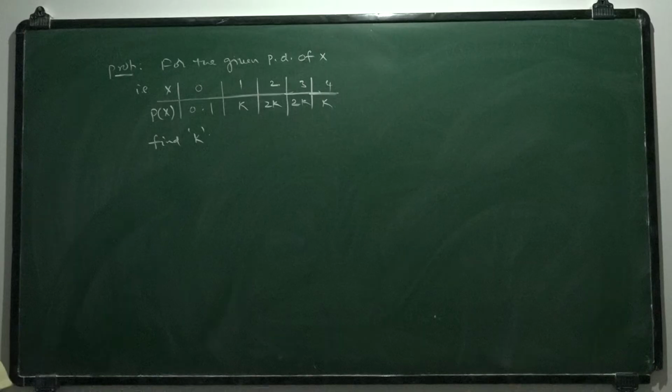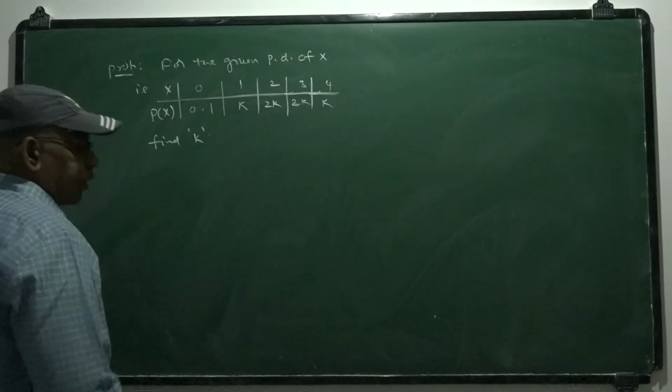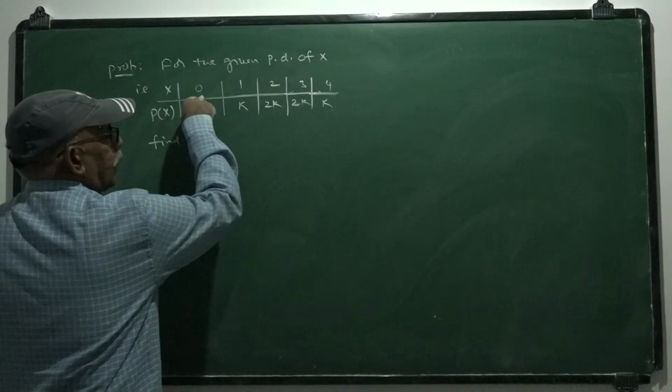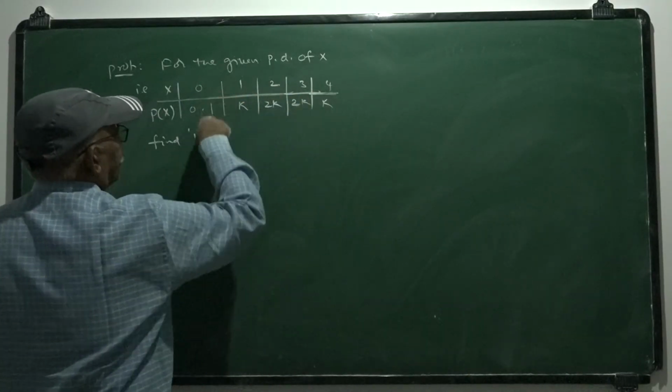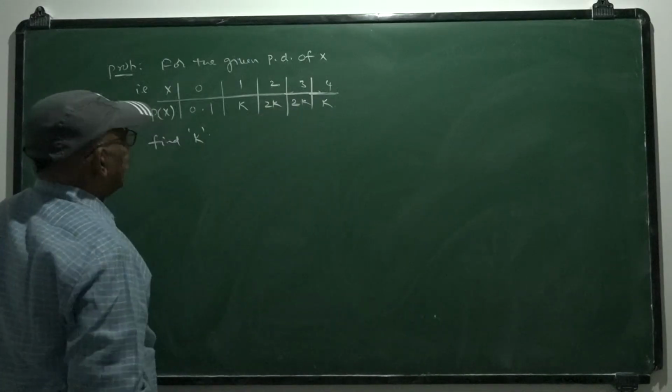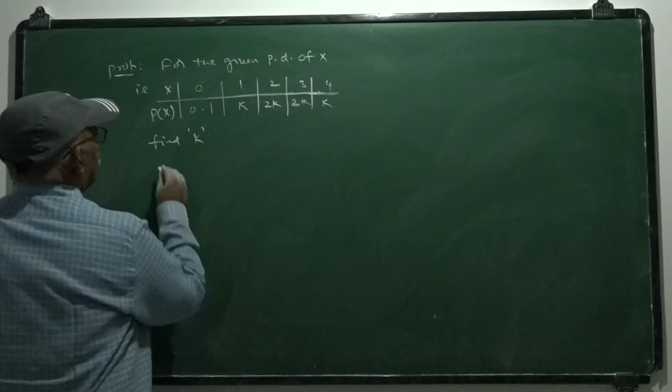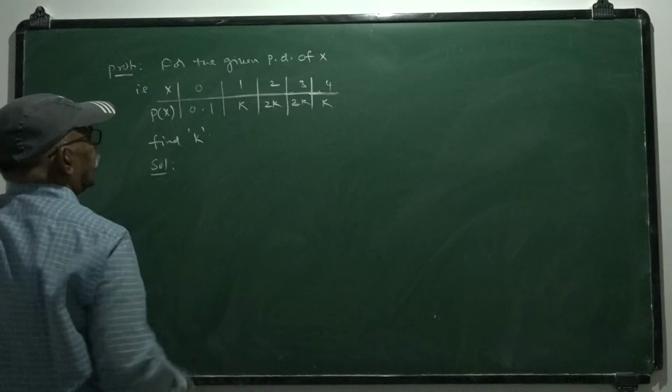For the given probability distribution of x, it is given in the tabular form. The range of random variable values is 0, 1, 2, 3, 4. Corresponding probabilities are given in such a way. Then find k. That is a very simple problem.